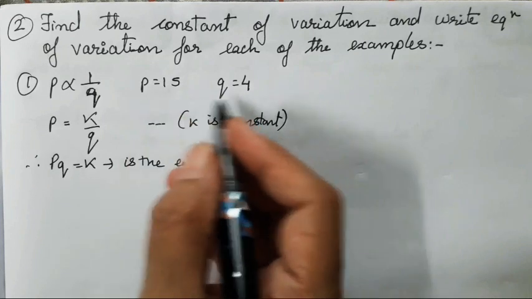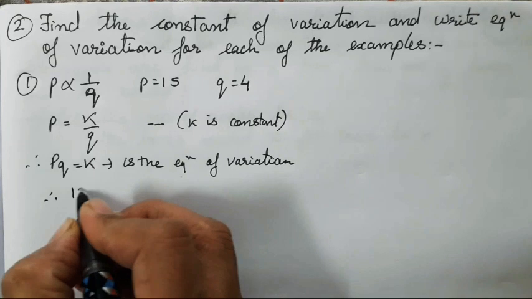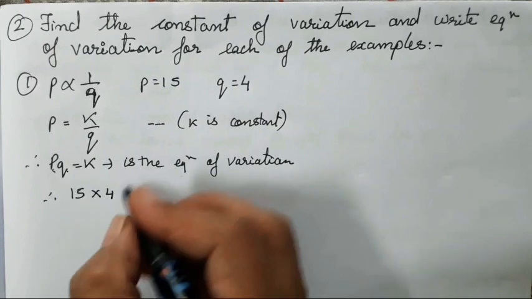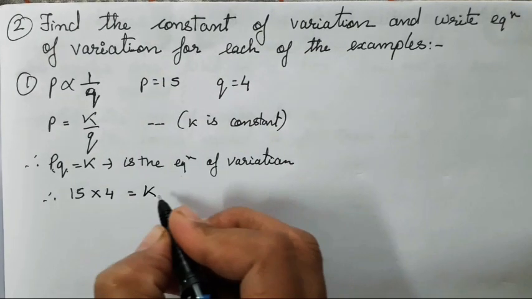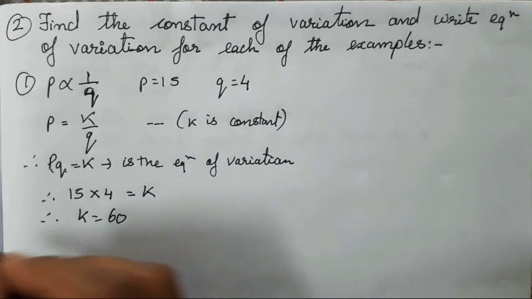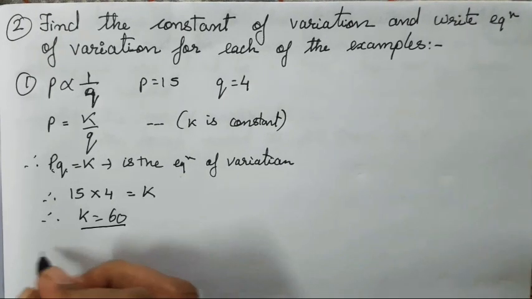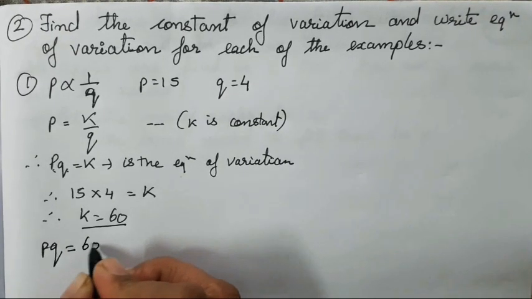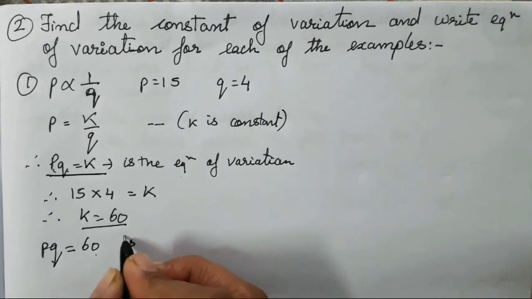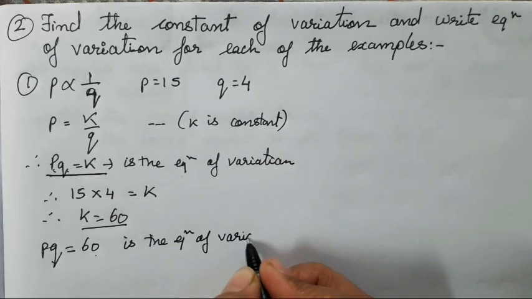So now you all have to substitute the values of P and Q into this formula. So it is going to be 15 into 4, Q is 4, is equal to K. Therefore, K is equal to 60. Alright, so from the constant of variation K we have got it. Therefore, PQ is equal to 60. In this formula only, you all have to replace the value of K, and that is the equation of variation.